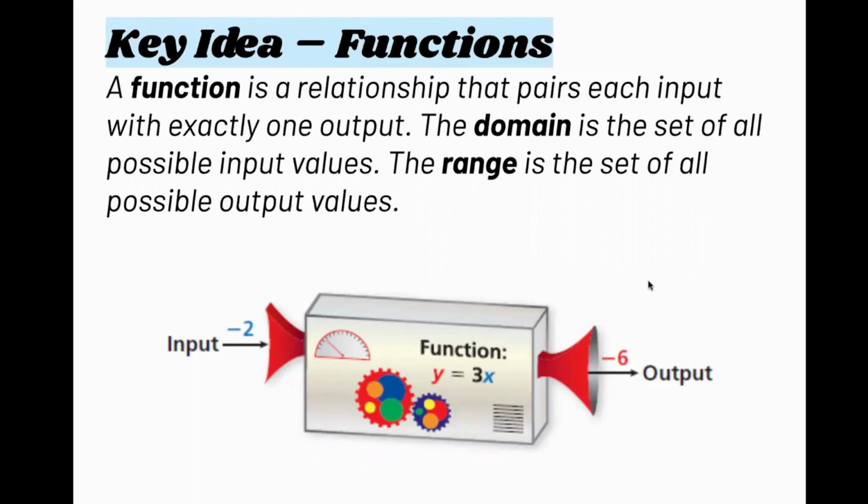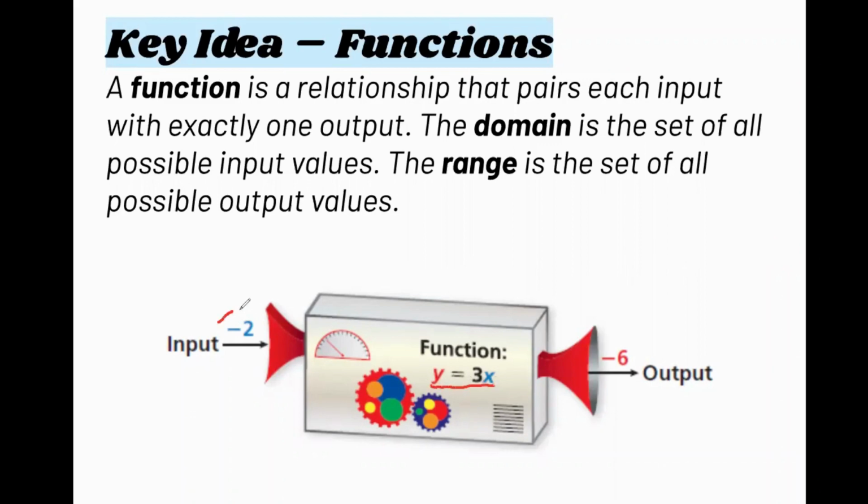So a function is a relationship that pairs each input with exactly one output. The domain is the set of all possible input values, and the range is going to be the set of all possible output values. So for an example, we have y equals 3x as our function.